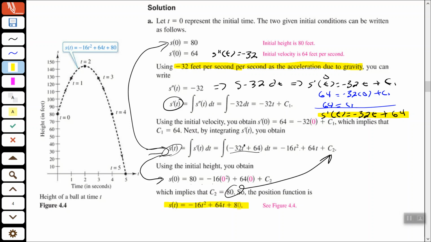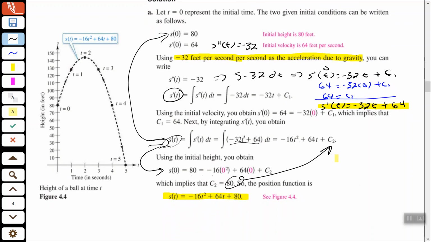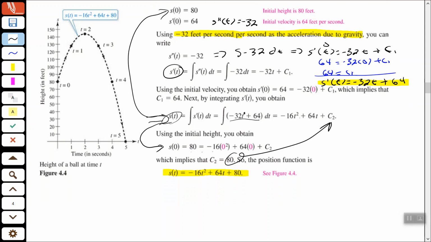So that's part A, that's the position function. Part B asks us to find when does the ball hit the ground? When does the ball hit the ground, or when is the height equal to 0? To do that, we will replace s of t with 0, and we would solve this equation. The first thing I see that I can do is divide everything by negative 16, both sides by negative 16.